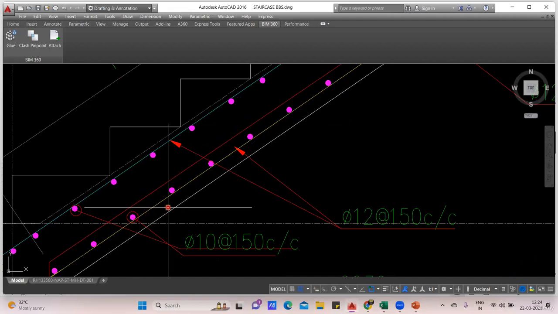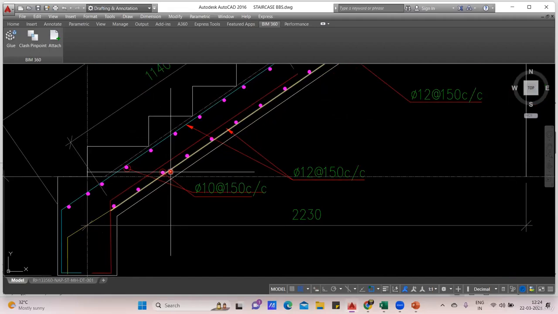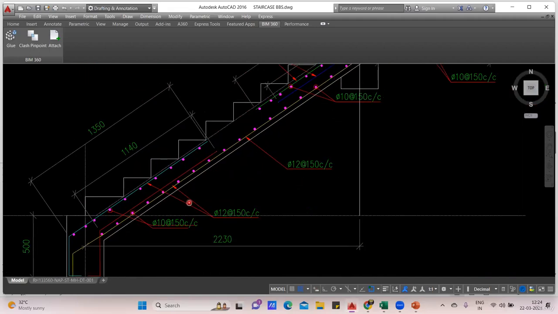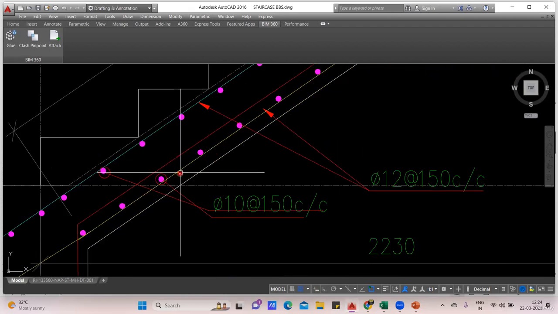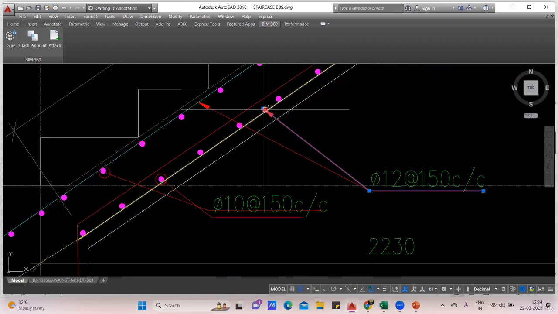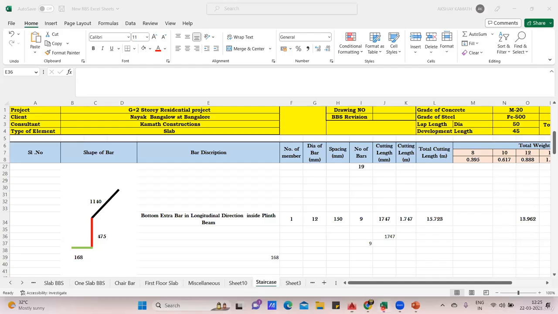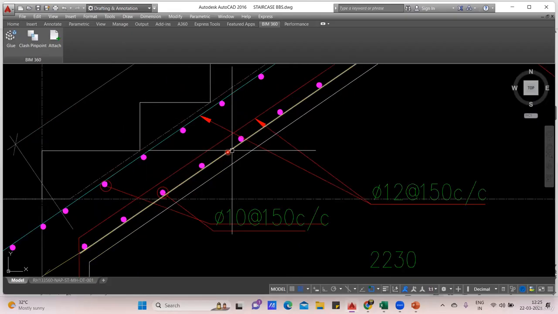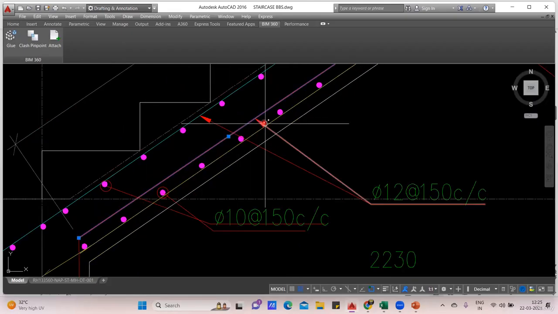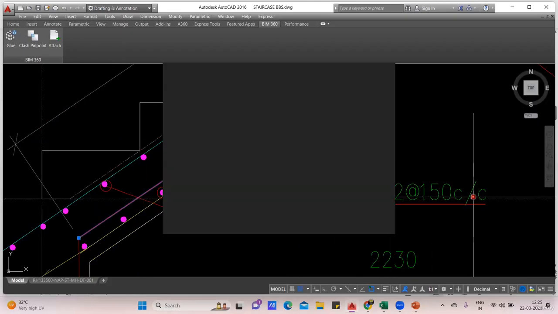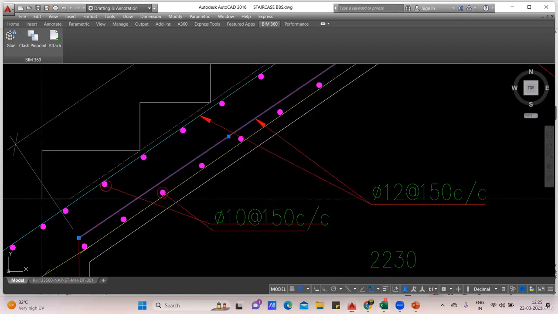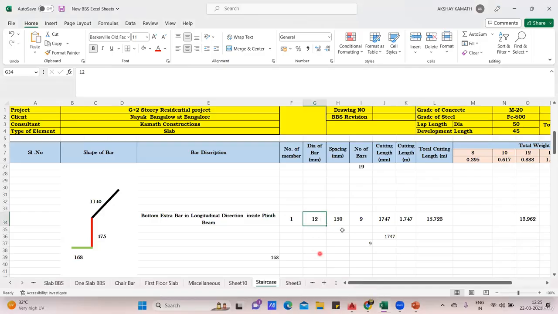So this is that bar, red color. What is mentioned for the red color? Let me check. It is not shown here, no? It should be something like this. Okay, it's a 12 diameter bar at 150. Yes, it's a 12 diameter bar at 150 that is given here. So you can see the red color bar is shown here. It's a 12 diameter bar at 150 center to center spacing. So I've done the same thing. I've written 12 dia at 150.